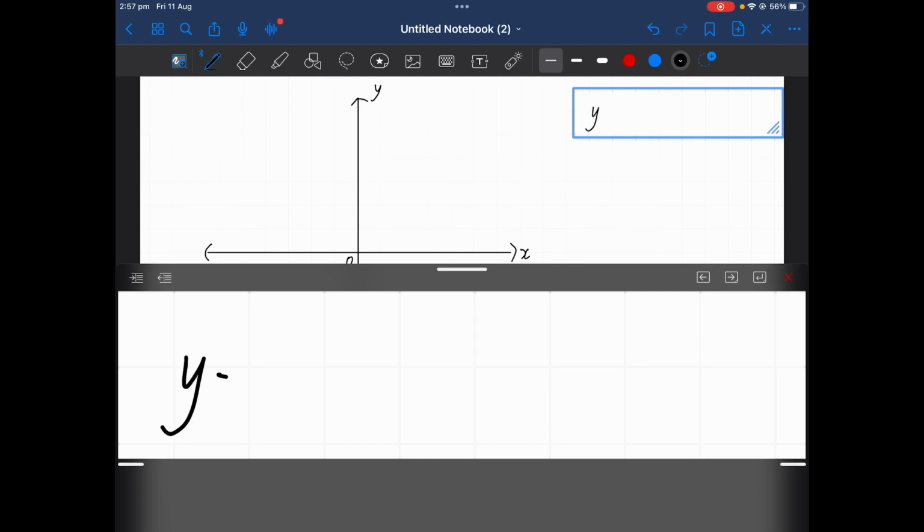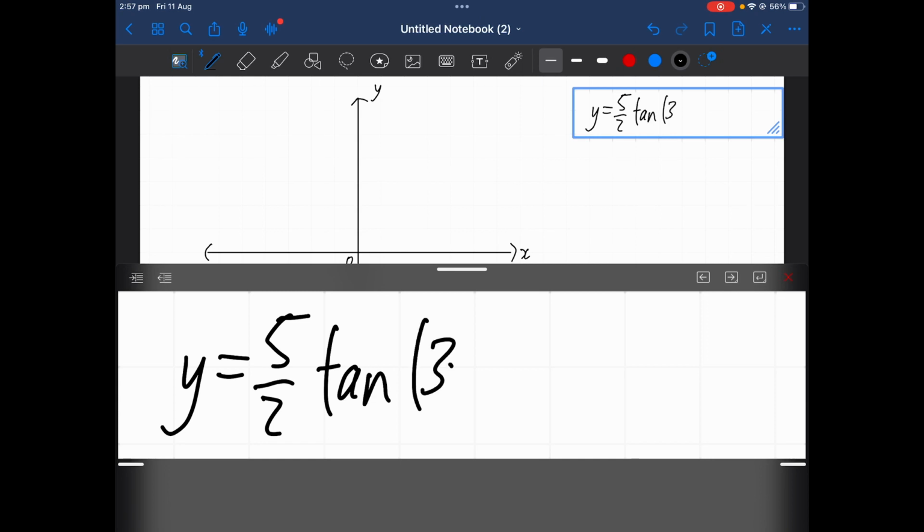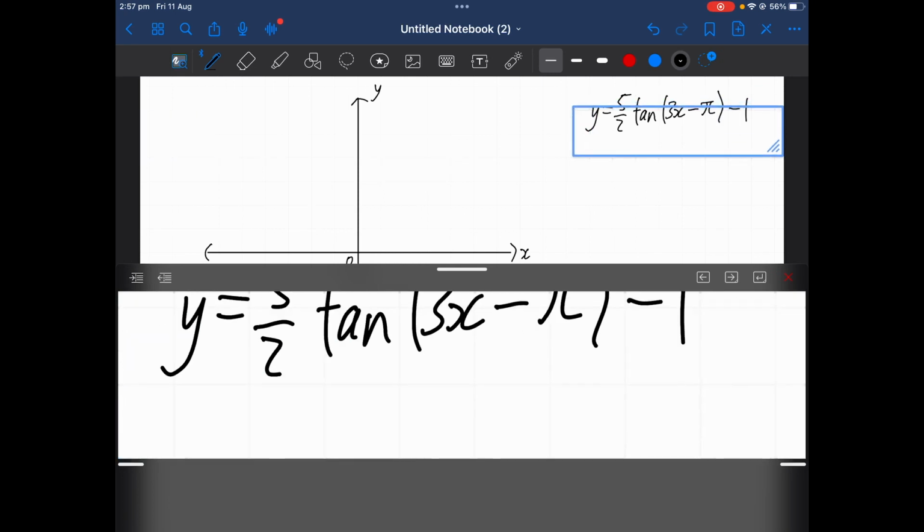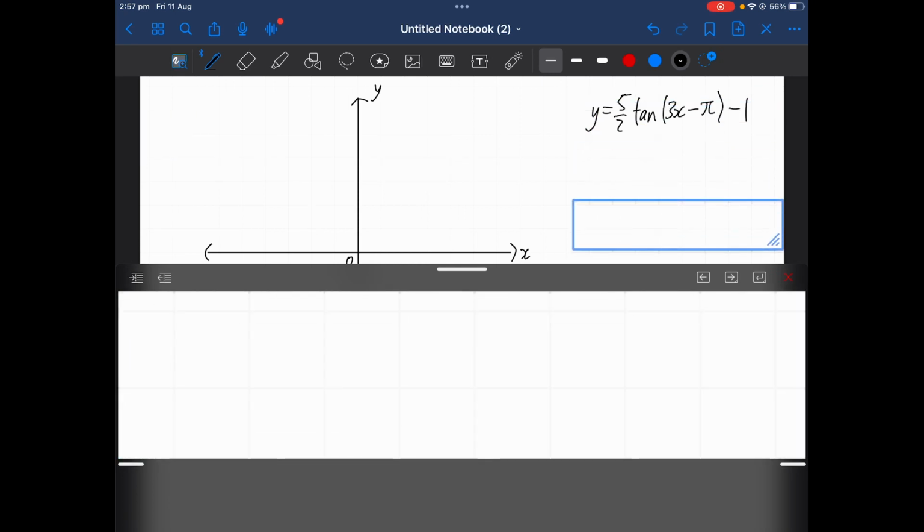So first, let's rewrite the equation. It's going to be y equals 5 on 2 tan of (3x minus pi), and then all of that minus 1. And the domain, put the domain down here, is going to be this.